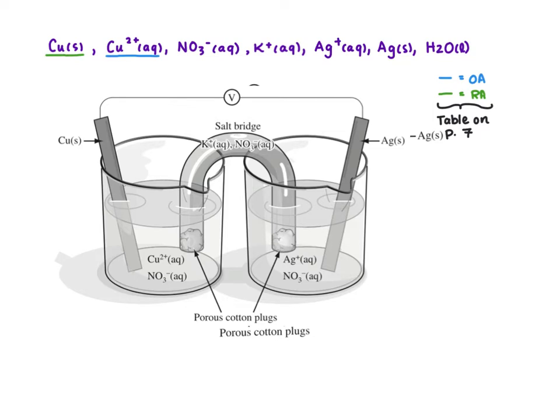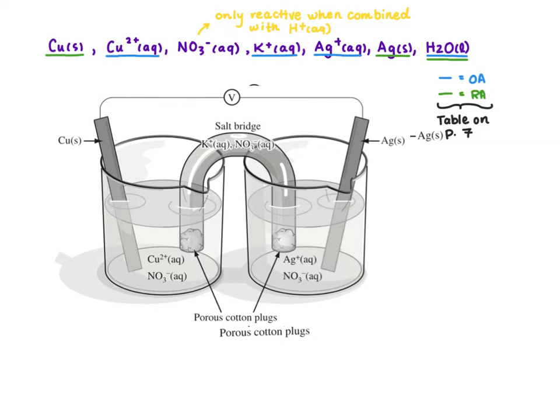Nitrate is neither an oxidizing agent nor a reducing agent. Nitrate is only reactive when it's combined with acid. Potassium ions are oxidizing agents, as are silver ions. Solid silver is a reducing agent, and water is both an oxidizing agent and a reducing agent.